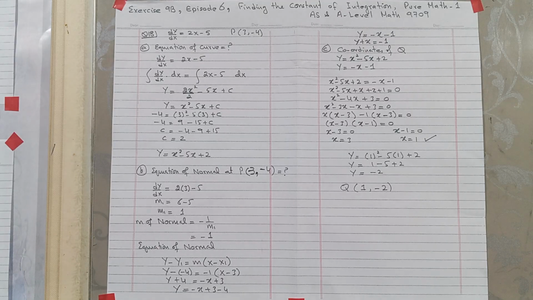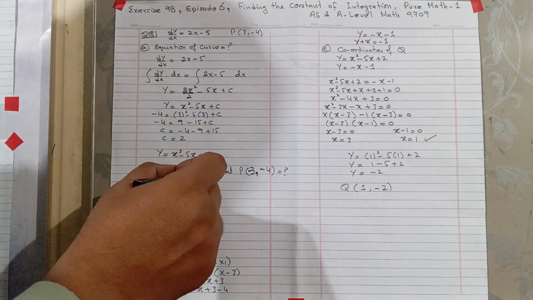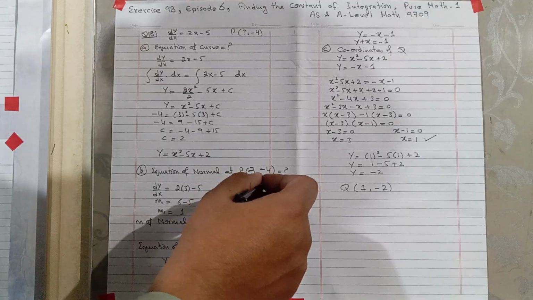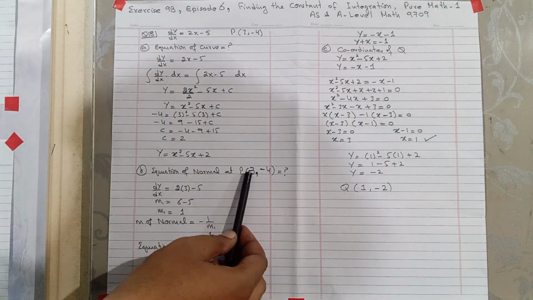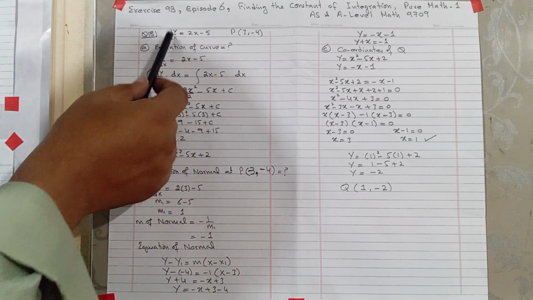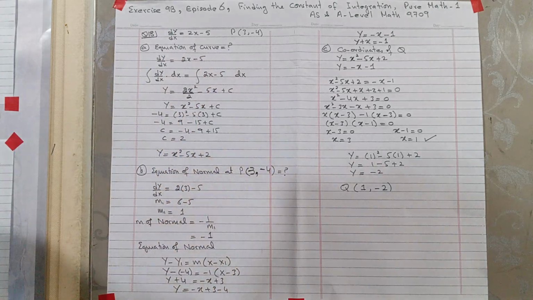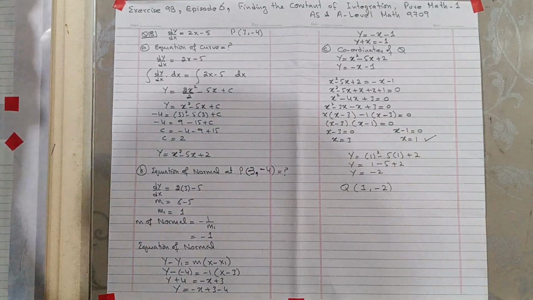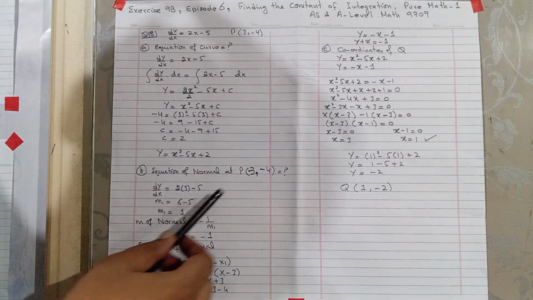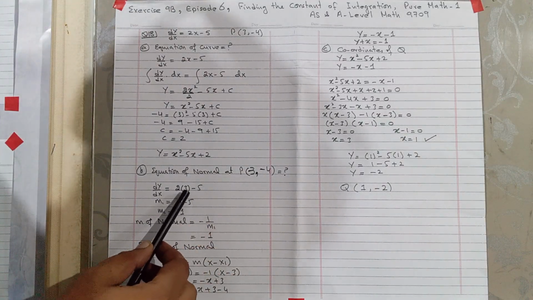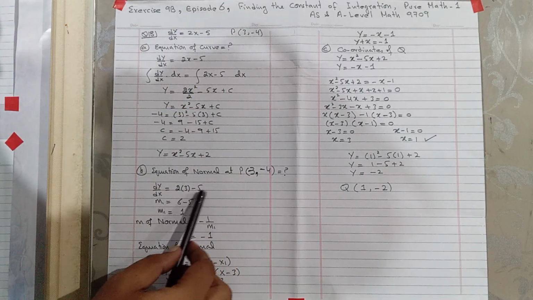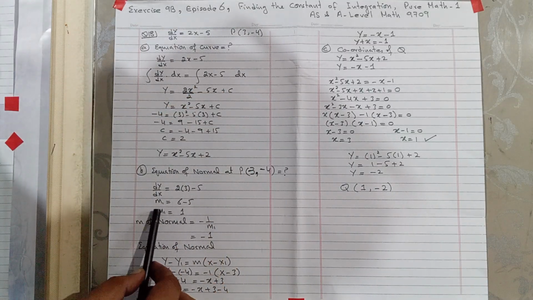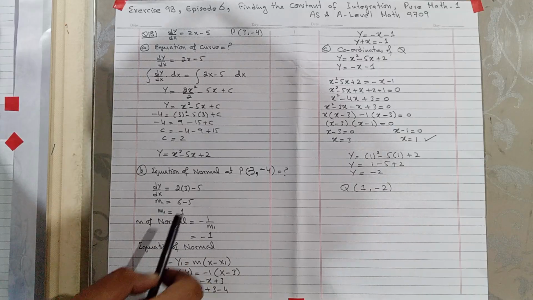Okay. Now we have to find out the equation of the normal at P, which is 3 comma minus 4. So I know the x value here. I will put this x value in dy by dx. That will give you the gradient of the tangent. The gradient of the normal we can then find at that point. So put x equals 3 in this dy by dx. So 2 into 3 minus 5, so that's 6 minus 5. So the gradient of the tangent is 1.